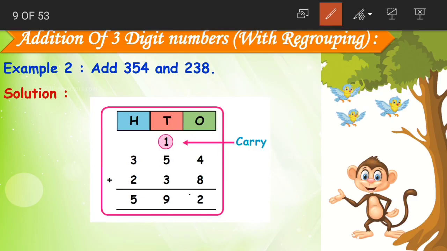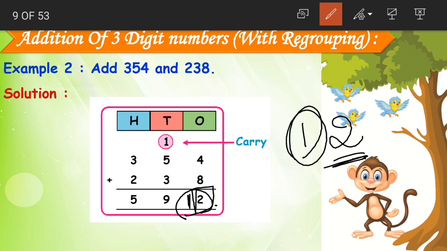Now what did we get? Yes, we got 12, right? But we should not write 12 here. We should write only 2. Okay, we should write the digit in ones place only. The digit in tens place gets carried to the next digits.